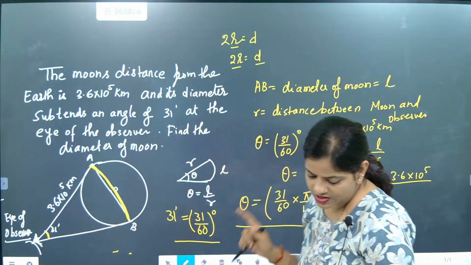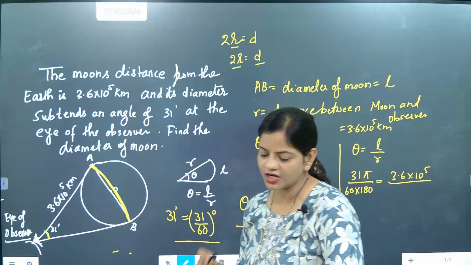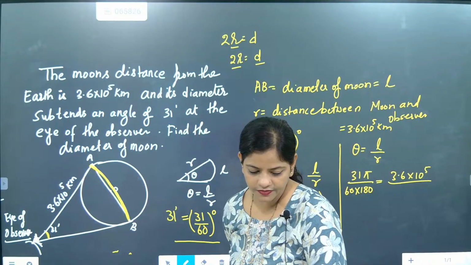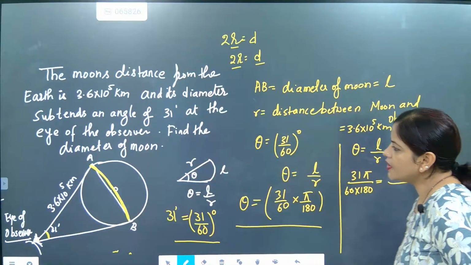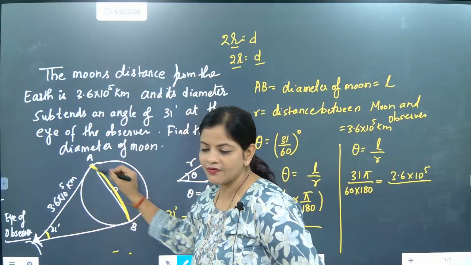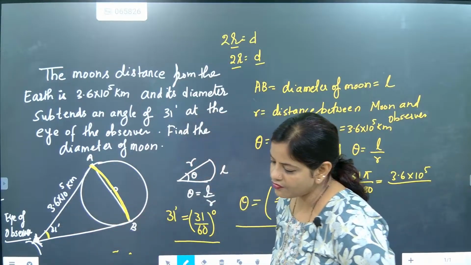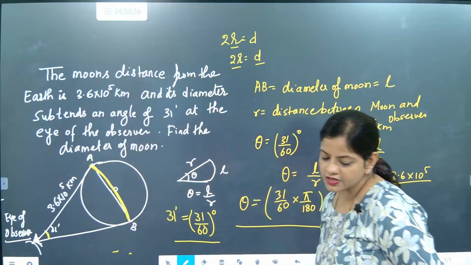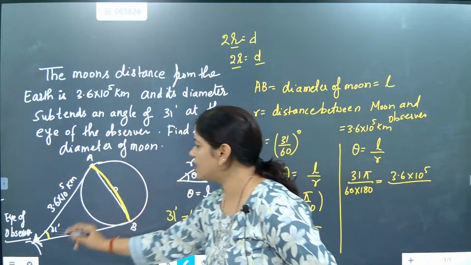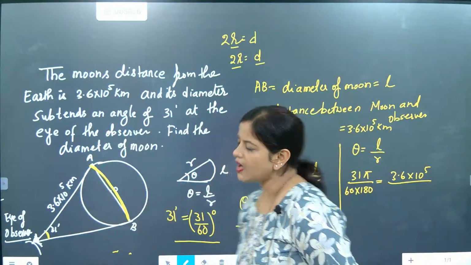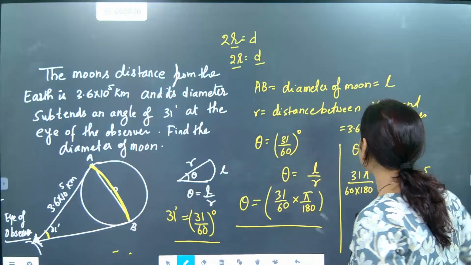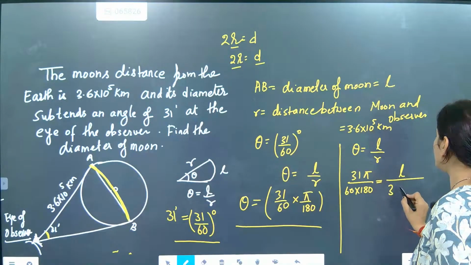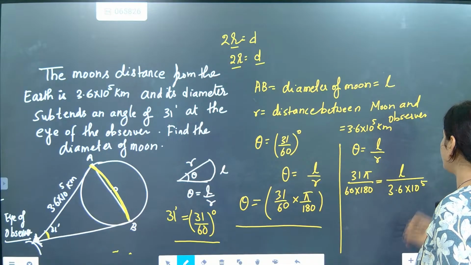Once they are asking for the diameter, what will be the formula for the diameter? Think one time. Theta is equal to L by R. Here the radius is given and we have to find the diameter. In our formula, the arc length is the diameter for us. So once we write the arc length here, it is the diameter for us, and the value is 3.6 into 10 to the power 5. Now come on, find it.